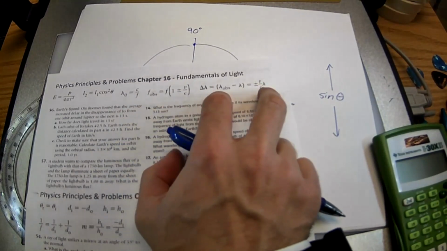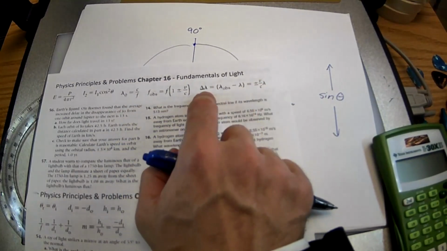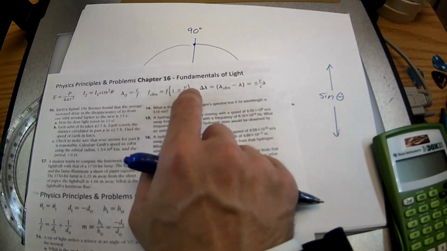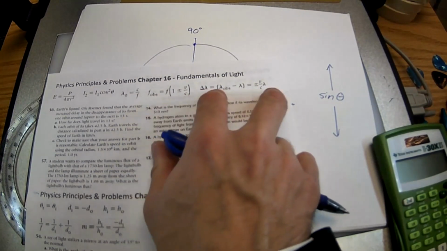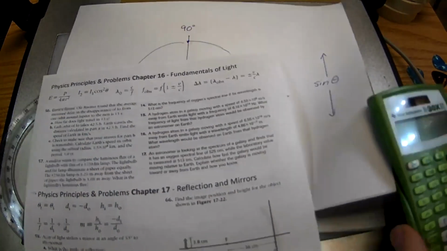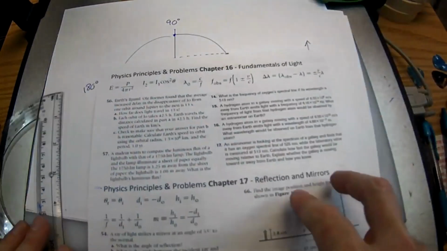And then this last equation is also a Doppler shift, but it's in terms of wavelength. See, this one's in terms of frequency, this one's in terms of wavelength. So these two both have to do with red and blue shifting. Okay. All right, let's take it to these questions.